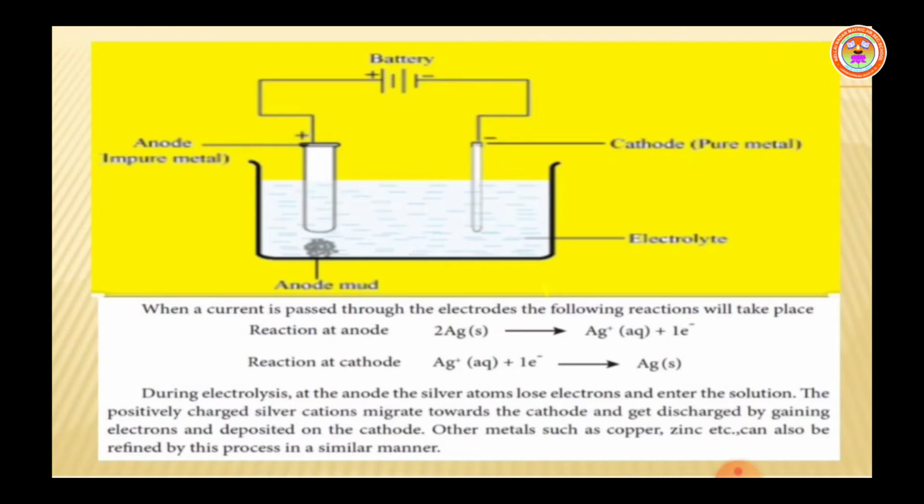Now we can see the principle of electrolytic refining. Generally, the metal to be purified should be made as the anode in the form of a rod. Then the corresponding pure metal in the form of thin strips should be used as the cathode. Remember all of you, the impure metal in the form of a rod should be used as the anode, and the corresponding pure metal in the form of thin strips should be made as the cathode.